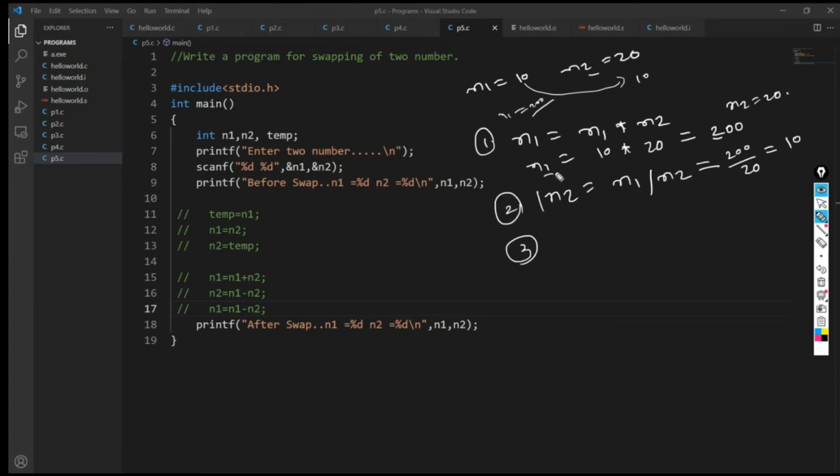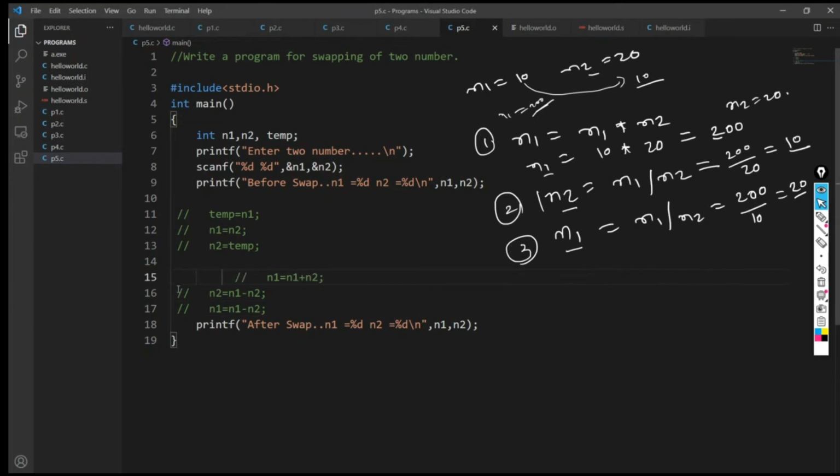So now what do I want? n1 is 200 and n2 is 10. Then I will do 200 divided by 10, and then I will get 20. So now again n1 is equal to n1 divided by n2. Then 200 divided by 10, so I will get 20. So my n1 becomes 20 and n2 becomes 10. So without using a temporary variable, you can swap using the multiplication and division operators.